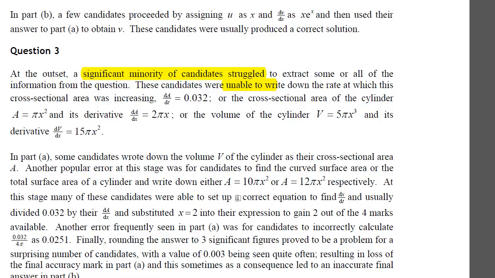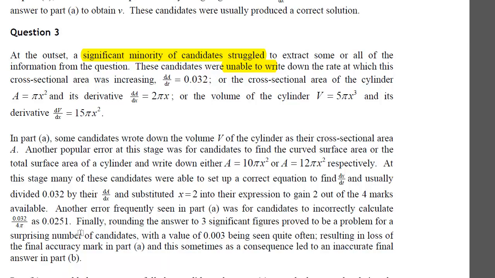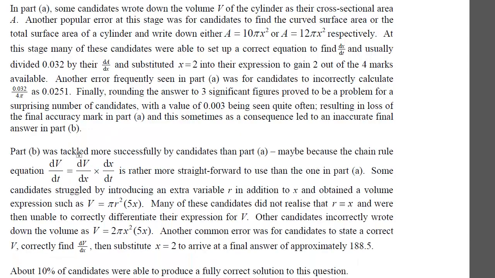So at this stage, many of these candidates were able to set up a correct equation for dx by dt and usually divide by this and substitute with this to gain 2 out of 4 marks. Another common error was candidates incorrectly calculating this divided by 4 pi. So another mistake is the calculator mistake. You have to remember, when you do division in the calculator, you have to use brackets, otherwise your calculator might not be clear about this.